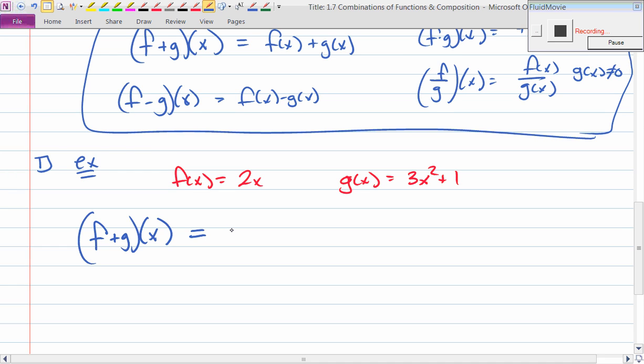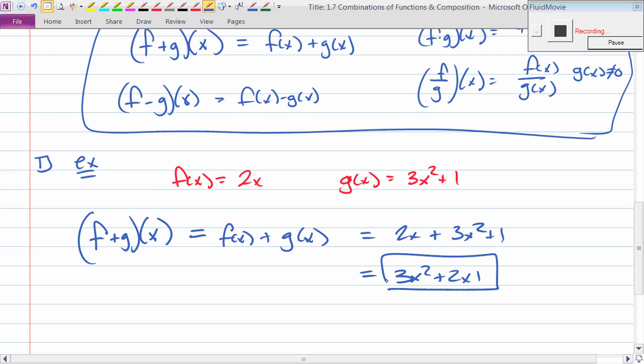Yeah, it would literally mean f of x plus g of x, which is just 2x plus 3x squared plus 1. Cleaning this up a little bit, I get 3x squared plus 2x plus 1. So when I add a linear and a quadratic, I get a quadratic back. Oh, that's pretty good. That works out pretty well.